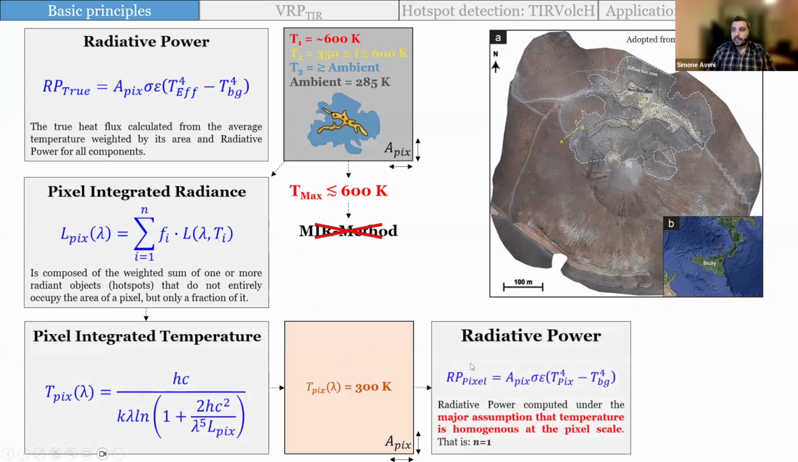So we can rewrite our radiative power equation to put in the pixel temperature and obtain the radiative heat flux under the assumption that temperature is homogeneous at the pixel scale and the thermal component fills the pixel completely. So of course that leads to a question. This is what has been done for the past 20 years, but is this assumption realistic?